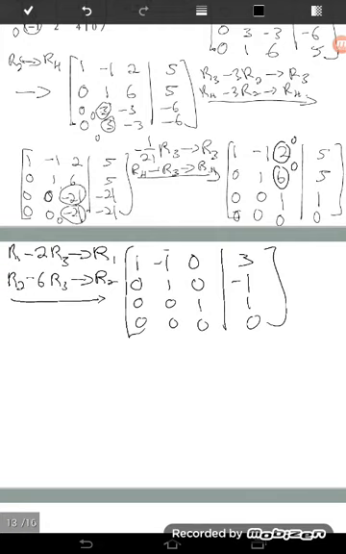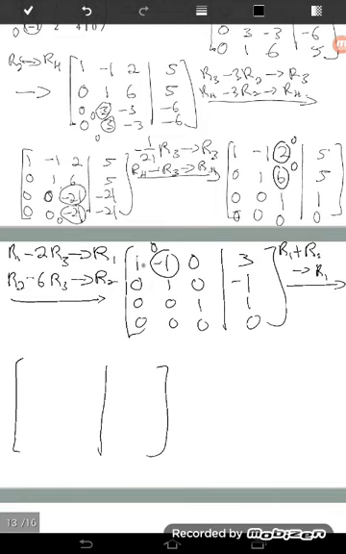And then make this one become 0. Okay, so to make this one become 0, negative 1 plus 1, so I do row number 1 plus row number 2 and put back at row number 1. So we have here 1 plus 0 is 1, negative 1 plus 1 is 0, 0 plus 0 is 0, and 3 plus negative 1 is 2. And here 0, 1, 0, negative 1, 0, 0, 1, 0, 0, 0, 0.